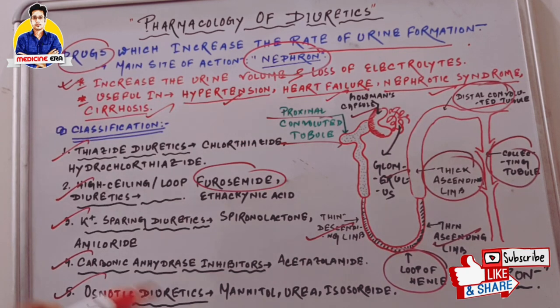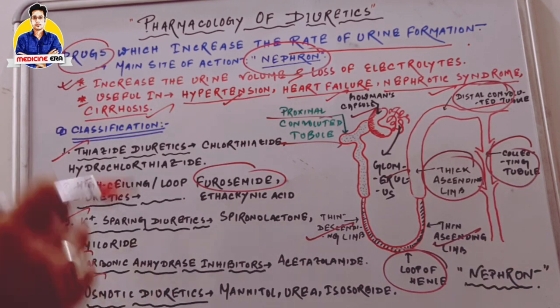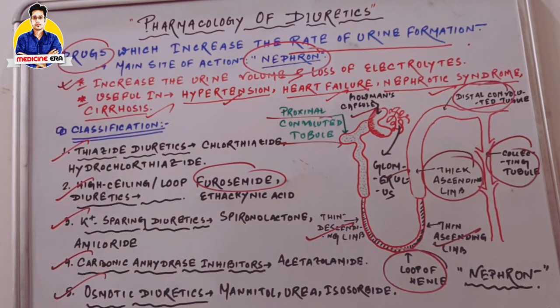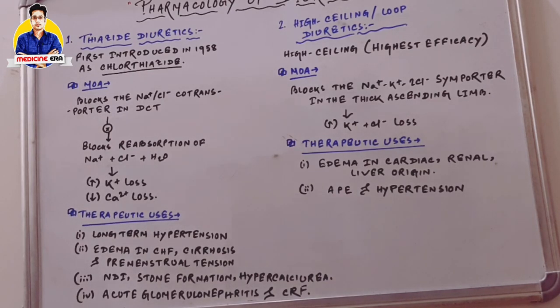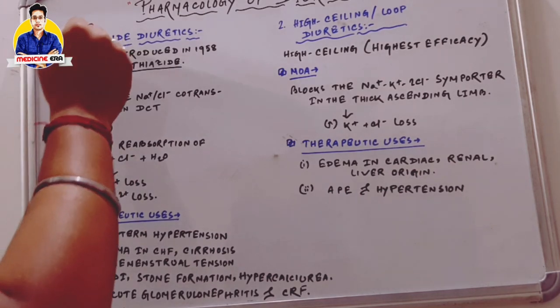So these are the definition and classification of diuretics. Now we have to come to the different types of diuretics. The first one is thiazide diuretics.